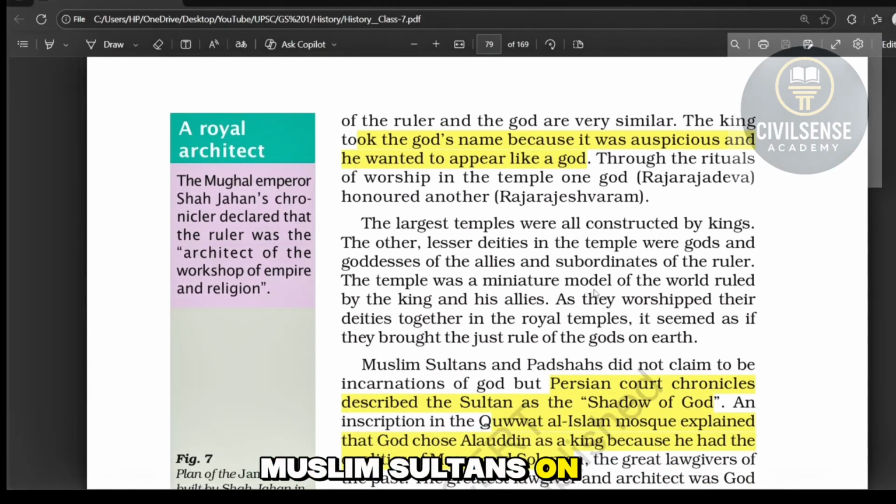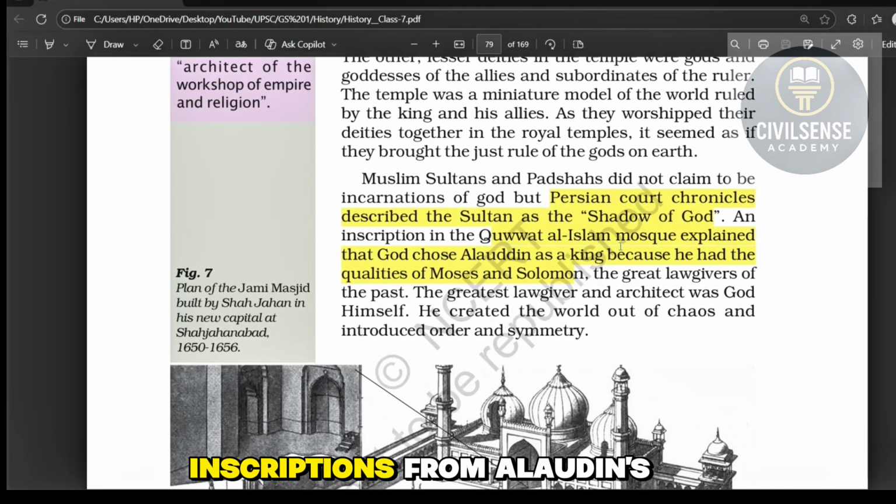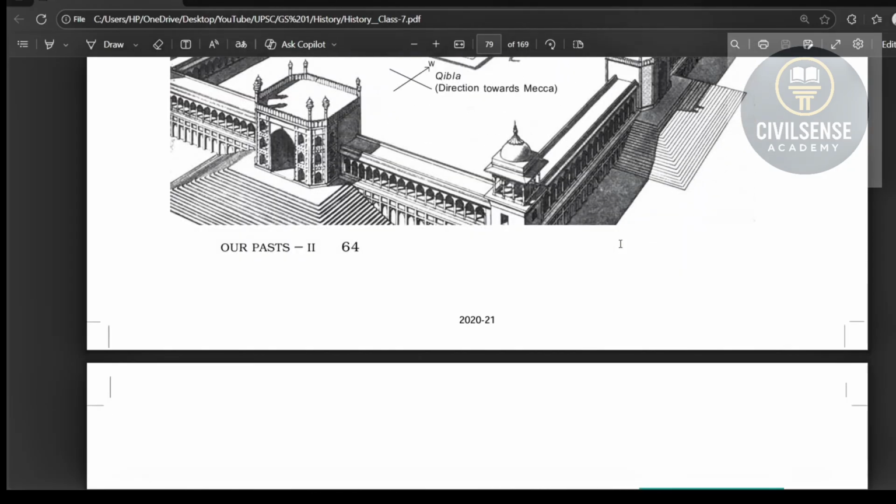Muslim sultans, on the other hand, didn't claim to be divine, but they were called the shadow of God. Inscriptions from Alauddin Khalji's time even compared him to Moses and Solomon, two great lawgivers. So both faiths used architecture as political language to show that their rule was righteous and chosen by God.